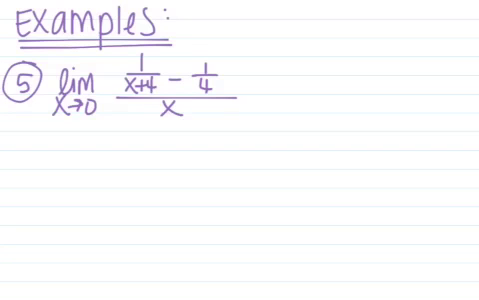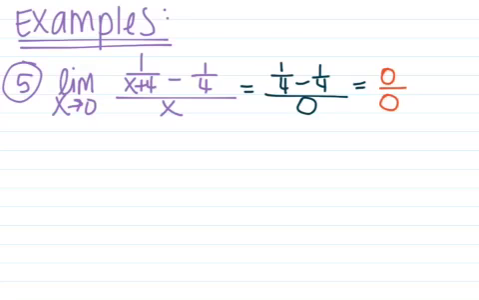Alright, we're almost there. Example 5. The limit as x approaches 0 of (1 over x plus 4 minus 1/4) all over x. So again, I'm just going to see what happens. If I plugged a 0 in for x, that's going to give me 1/4 minus 1/4, which if that's all it was, we would be okay, but then we have that 0 in the denominator. So this is definitely giving us that beautiful 0 over 0.